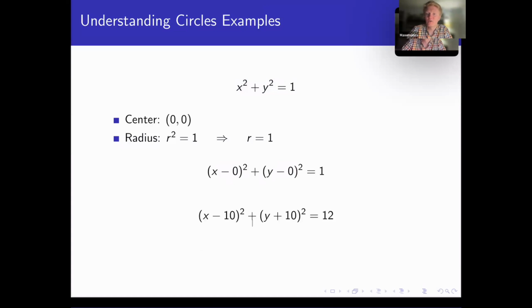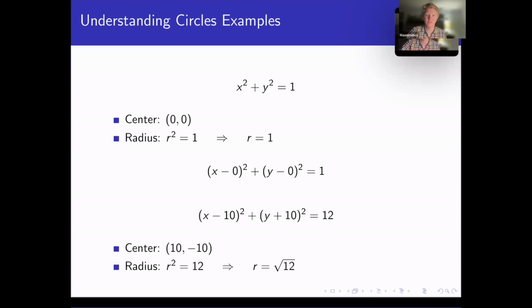(X minus 10) squared plus (y plus 10) squared equals 12. Well, center, alrighty, x minus h, so h is positive. X minus h, h is 10. Y minus k, oh, but k is going to be negative, right? Opposite signs. So the radius, well, r squared is 12, which means that r is square root of 12. So be careful of that as well.